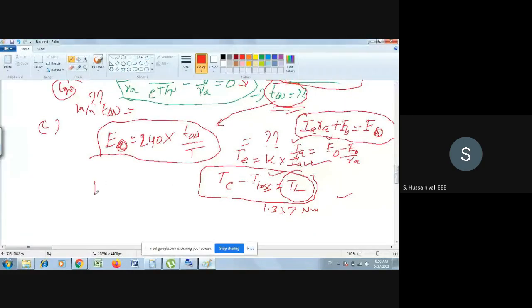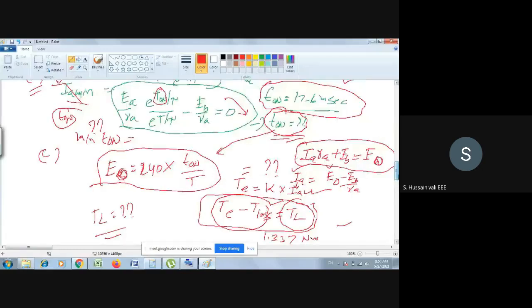So that's the question he is asking in part C: what is the load torque? You will use this equation, and we know all the things here. So with this the problem will be over. It's just mathematical solving of part B and part C. We can complete the solution of this problem.